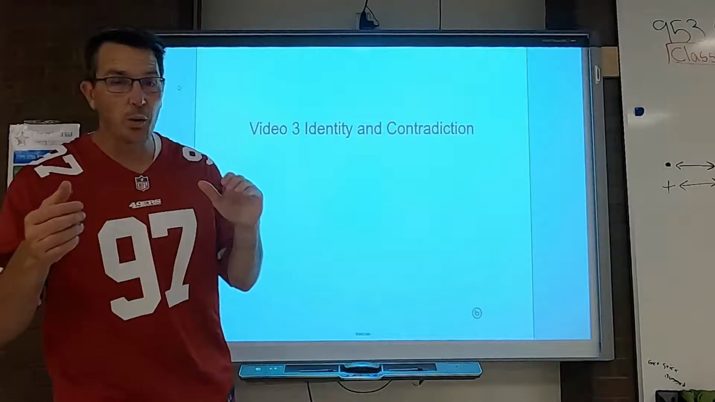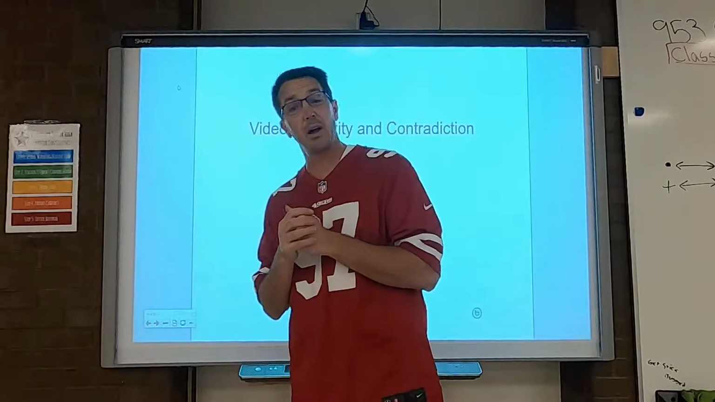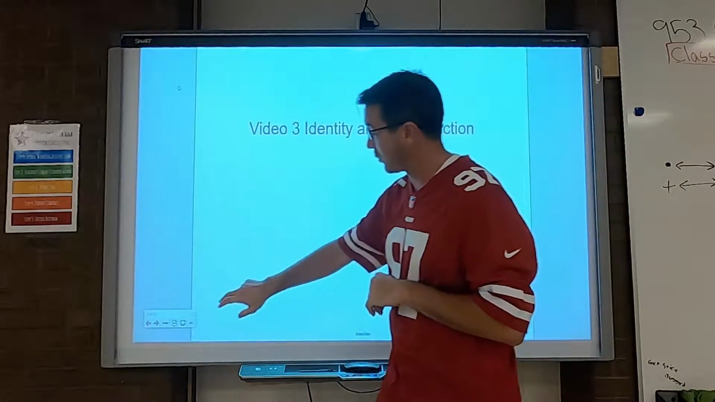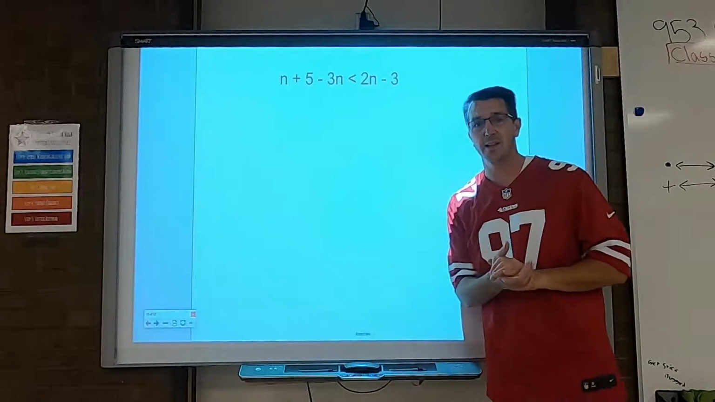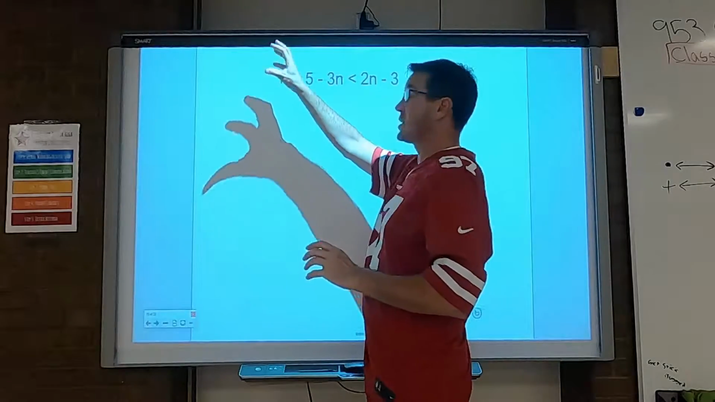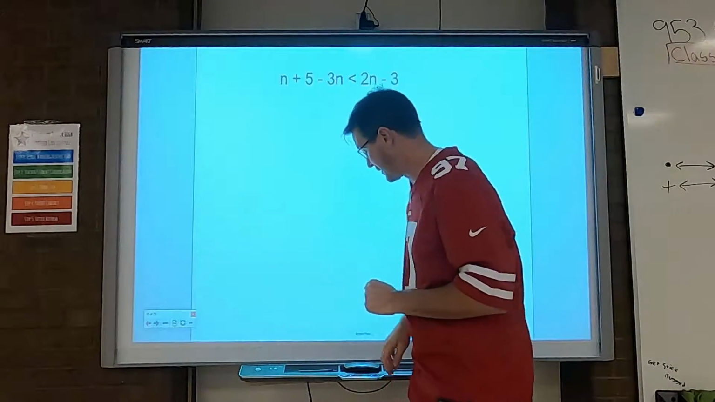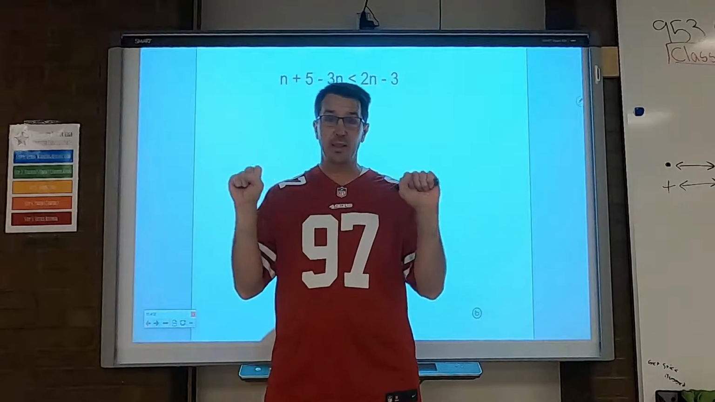Hi everybody, this is video 3, identities and contradictions. So we're talking about inequalities and we're talking about special cases and weird things. And the first one of those weird things, and we've done this before with equations, is when we have variables on both sides. With variables on both sides, we talk about how we want to move the variables to one side, right?